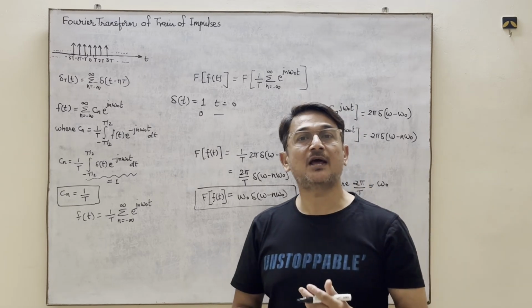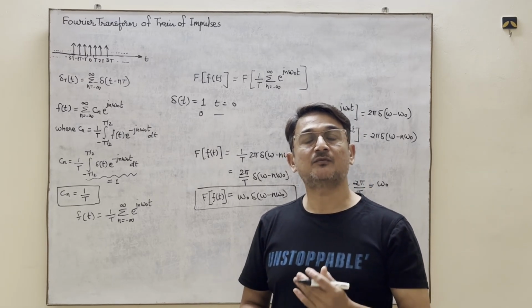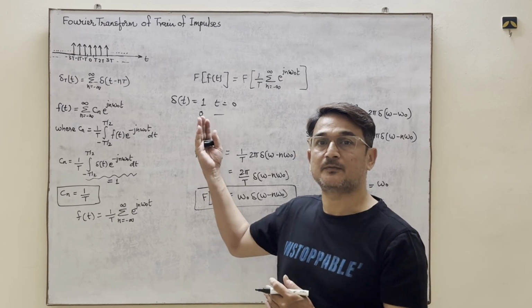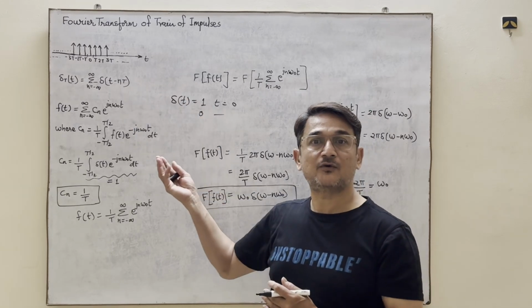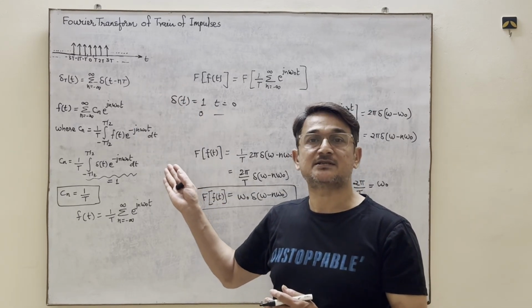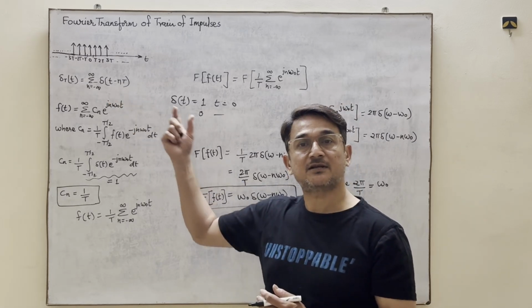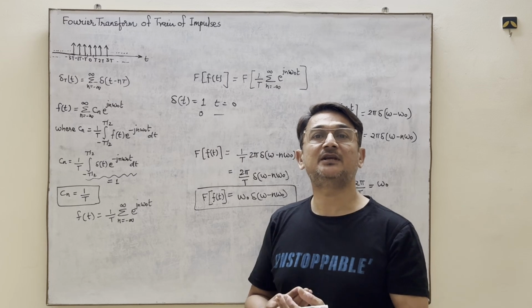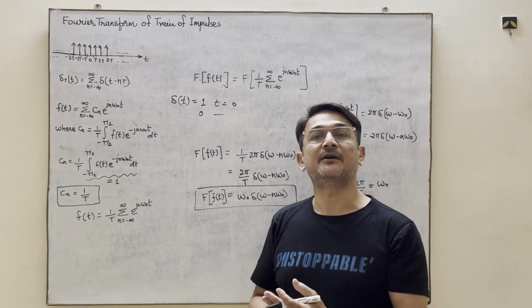So this is the Fourier transform of the train of impulses. This is how you can calculate the Fourier transform of various periodic signals. In the next video, I will give you the example of a periodic gate pulse. This is periodic impulses and we will also see the periodic gate pulse, and how you can calculate the Fourier series of a periodic gate.